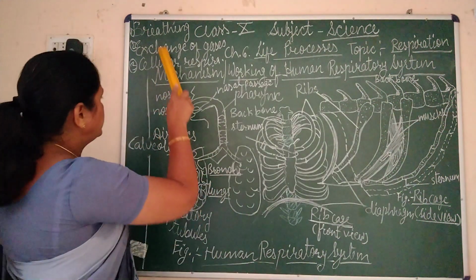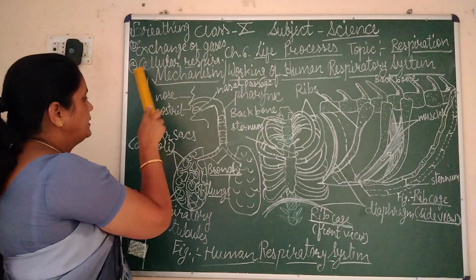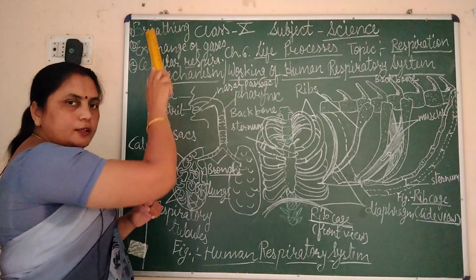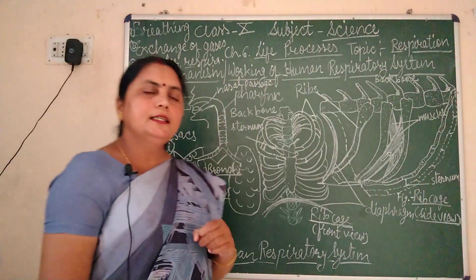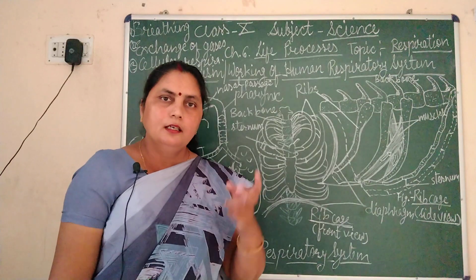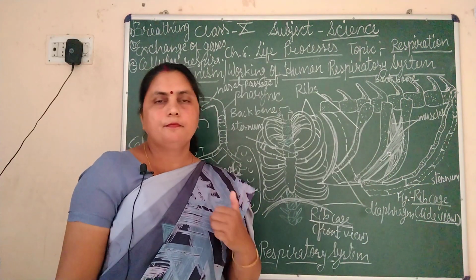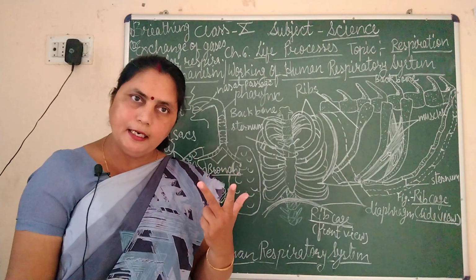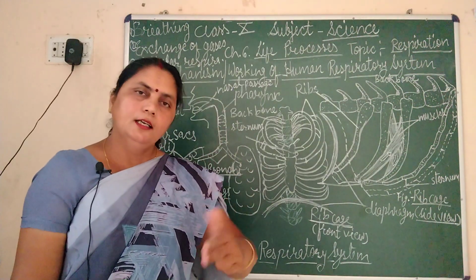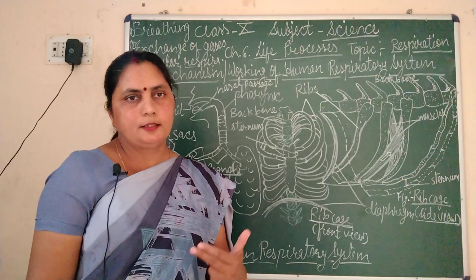Respiration has 3 steps: breathing, exchange of gases, and cellular respiration. First of all, we are talking about breathing. Breathing means taking in and giving out air. So this process of breathing can be divided into 2 parts. Taking in air is called inspiration. Giving out air is called expiration.